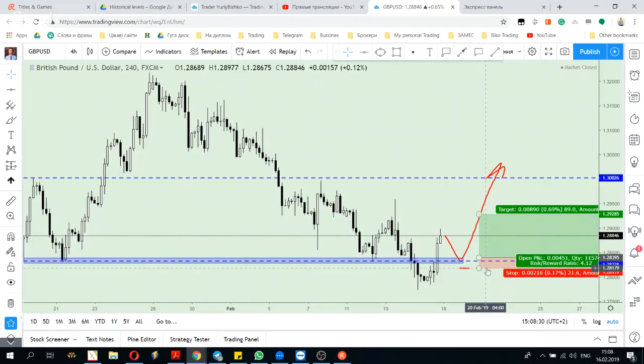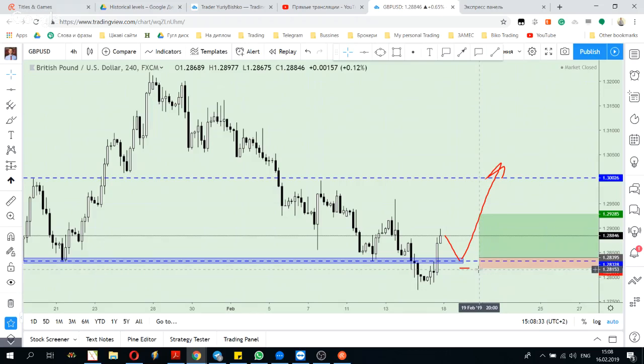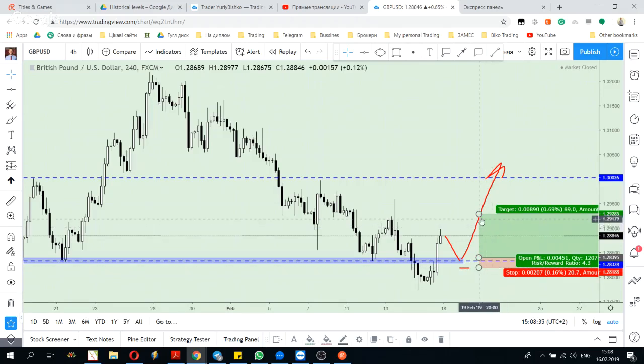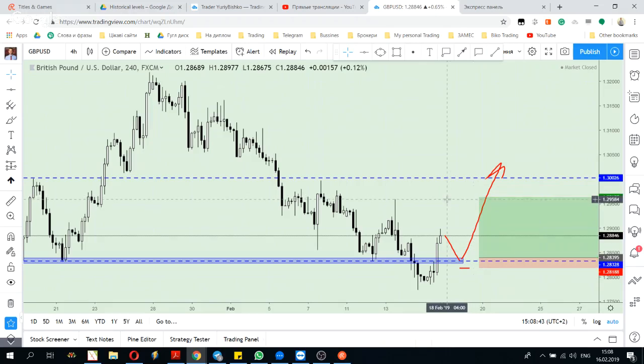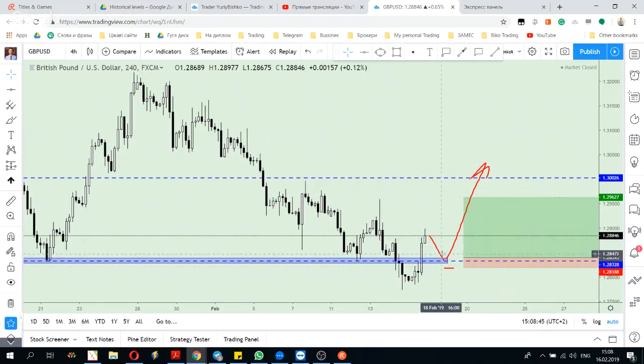There would be, for example, stop loss 20 pips, and potential profit could be 1 to 7. If we take 1 to 6, it will be a really great position. It will be a really great entry. That's why about British pound, think about opening buy on a pullback.